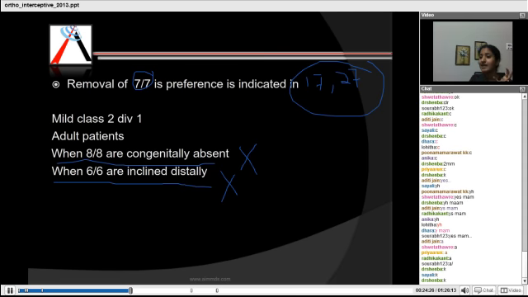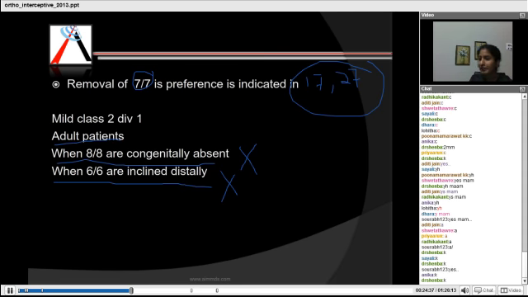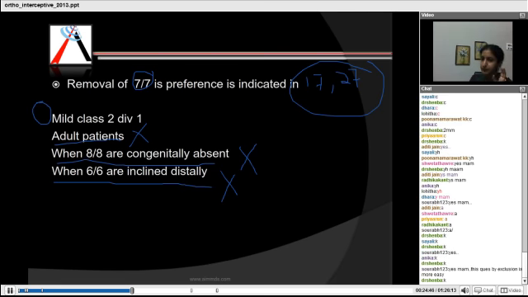No point. So this is also wrong. You are extracting second molars in a developmental stage only, so that the third molars erupt properly. So it cannot be done in adult patients. It will be in adolescent age, that is maybe 18 to 25. So this is also wrong. So if you go by elimination also you get this answer. Clear?